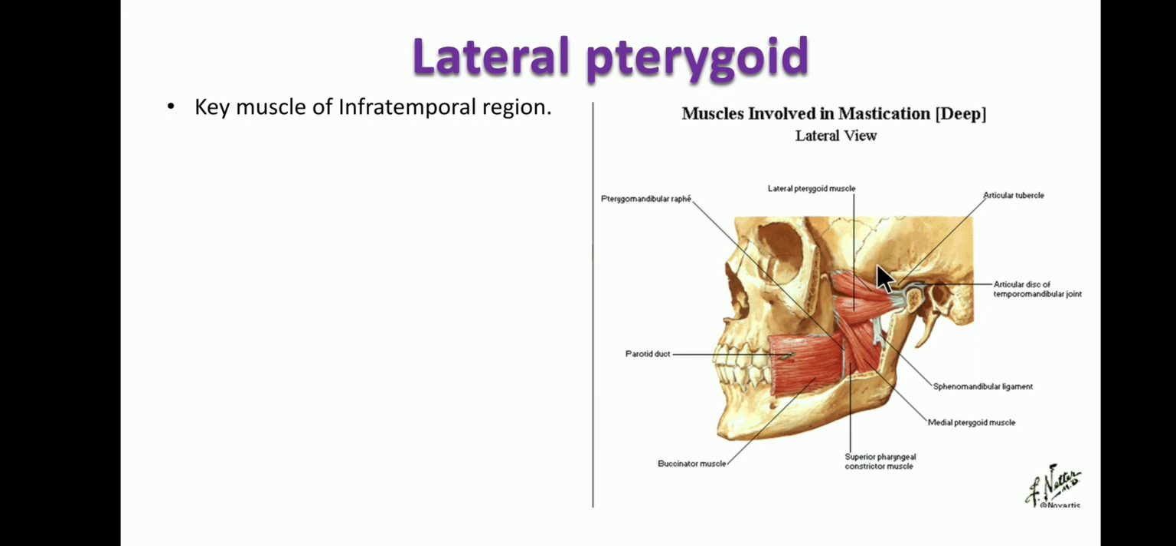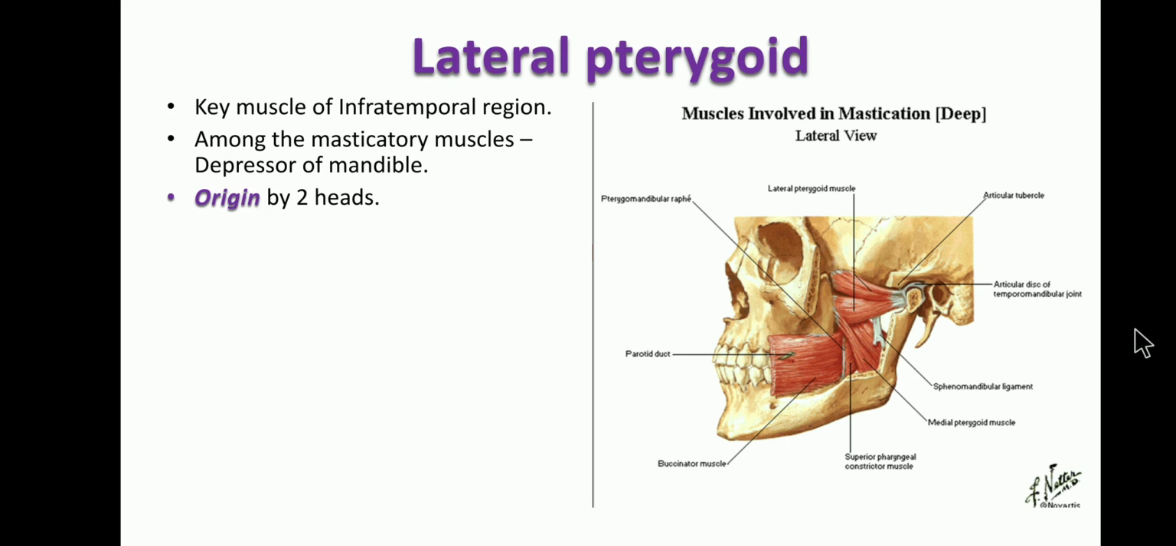The second reason is that it is surrounded by a plexus of veins, which is called the pterygoid plexus of veins. That aspect I will discuss again in the clinical or applied anatomy in the concluding part of this lecture. One more reason is that this muscle is the only depressor of the mandible. While the other three muscles elevate the mandible, the masseter especially assisted by the temporalis and the medial pterygoid, this muscle is the only depressor of the mandible among the masticatory muscles.